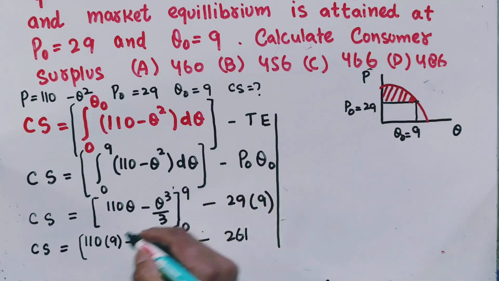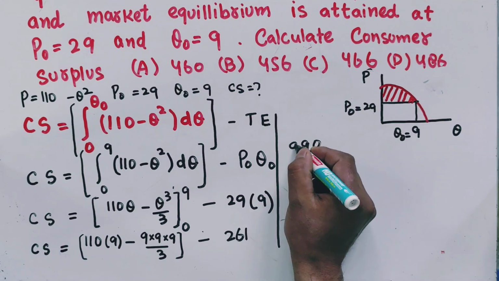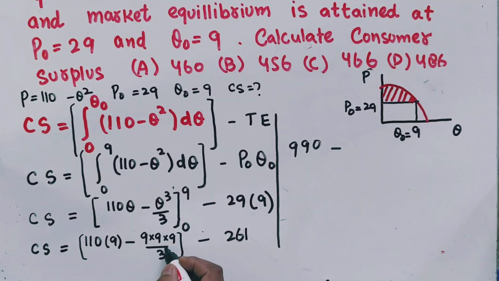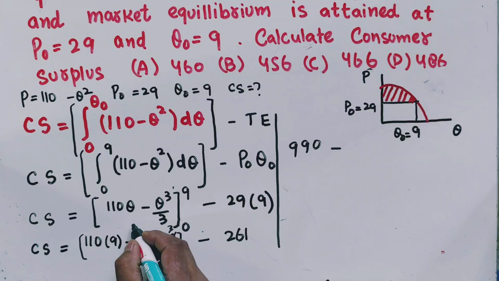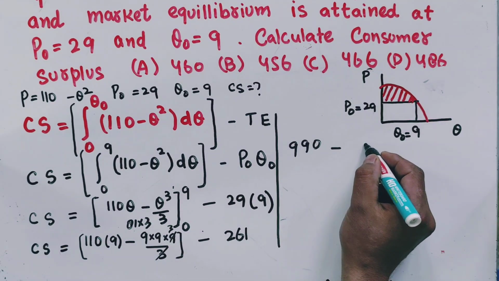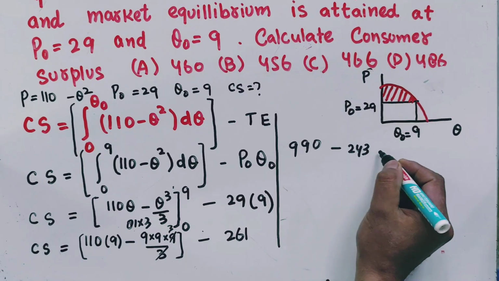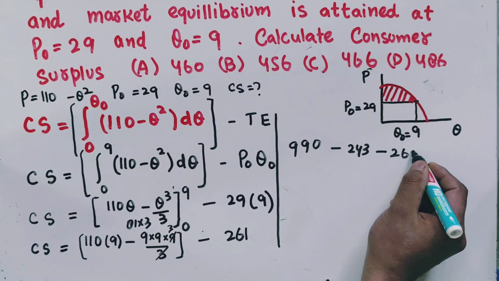So let us do the calculation. We have 9 zeros are 0, 9 ones are 9, 9 ones are 9, minus here we get 3 ones are 3, 3 threes are 9, so we get 9 nines are 81 into 3, so we have 81 into 3, which is 3 ones are 3, 3 eights are 24, then we have 261.